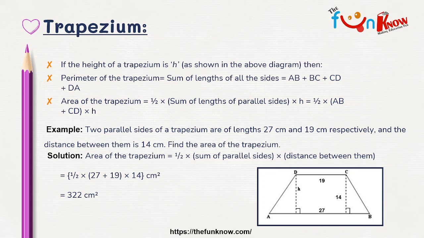I hope students are understanding. You have to keep in mind the perimeter of trapezium and the area of trapezium. Perimeter of trapezium, remember, is summing all the sides. Because it is a quadrilateral, you know that the figure will have 4 sides, so you just sum all the 4 sides and you will get the perimeter of trapezium. And area of trapezium, as per the formula, is half into the sum of parallel sides into height.